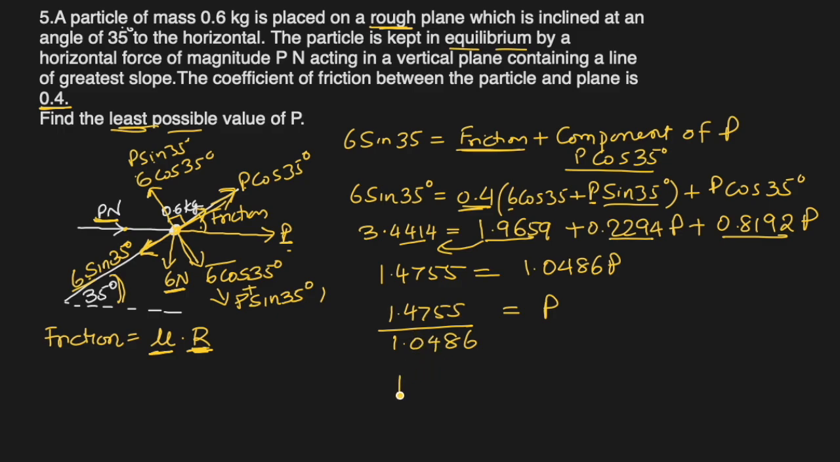What I got is P equal to 1.407. So I can write 1.41 Newton. This is the minimum force you need to apply so that this particle stays where it is.